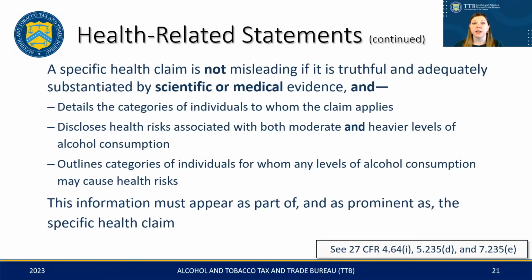Rules for advertising specific health claims. Remember, specific health claims are those health-related statements that relate the alcohol beverage product, alcohol, or any substance found in the alcohol beverage product with a disease or health-related condition. A specific health claim is not misleading if it is truthful and it is adequately substantiated by scientific or medical evidence, and it must be detailed with respect to whom it applies, and it must disclose the health risk associated with both moderate and heavier levels of alcohol consumption, and it must outline the categories of individuals for whom any levels of alcohol consumption may cause health risks. All of this information must appear as part of the specific health claim.